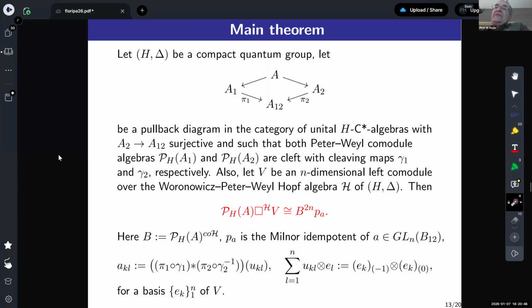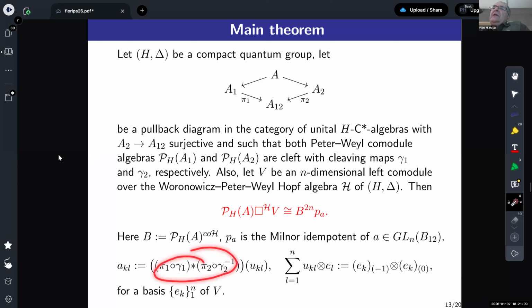So now both of these maps, pi1 gamma 1 and pi2 gamma 2 inverse, where this is the convolution inverse, they both go from the Hopf algebra into the Peter-Weyl comodule algebra of A12. So Peter-Weyl of the sister algebra. Okay, so it makes sense. One is an algebra, one is a Hopf algebra. I can multiply. I can take the convolution product.